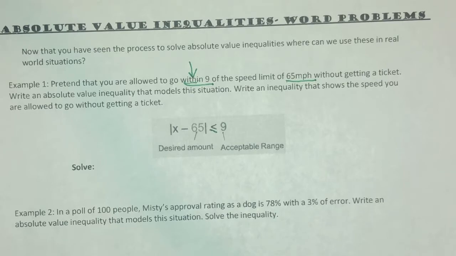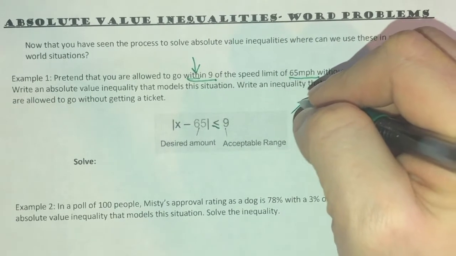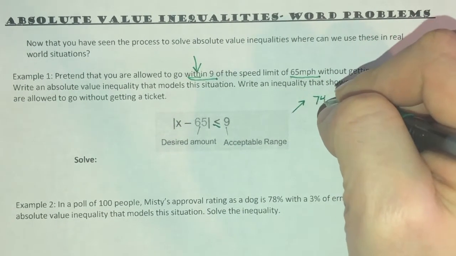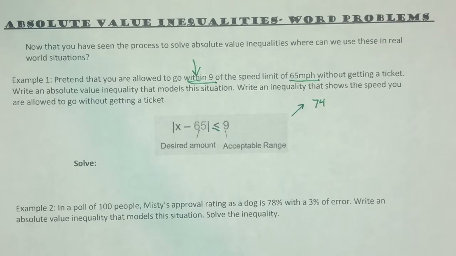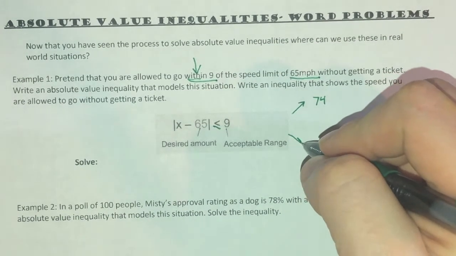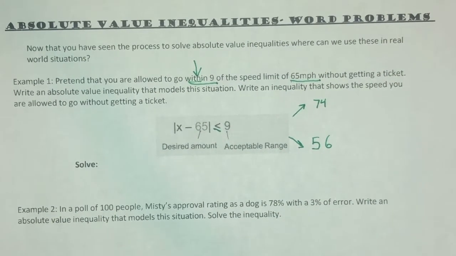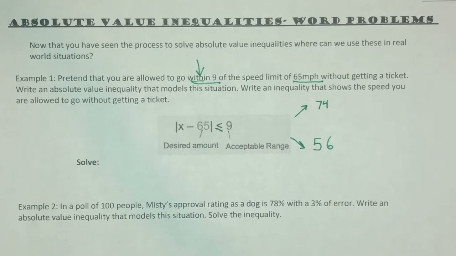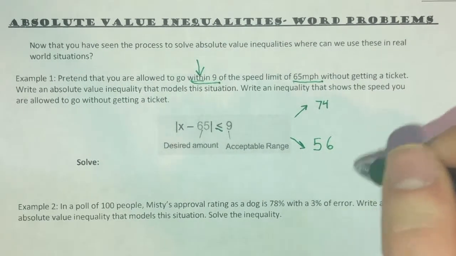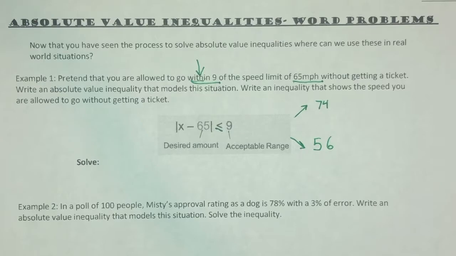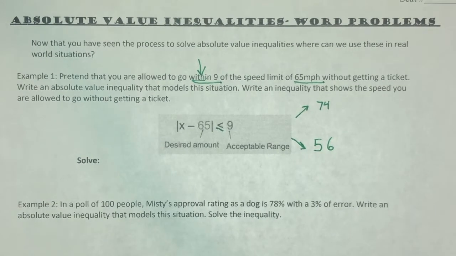So here's what I recommend. This is what you do in your head. Ask myself, well, how fast am I allowed to go? Well, I have to go within 9. So if I went 9 over, I'd be at 74, right? Because that's 9 above it. If I go 9 under, I'm going to be at 56. So what does this mean? What this means is that these need to be in your answer, because we know from using our intuition that that is what the situation means.